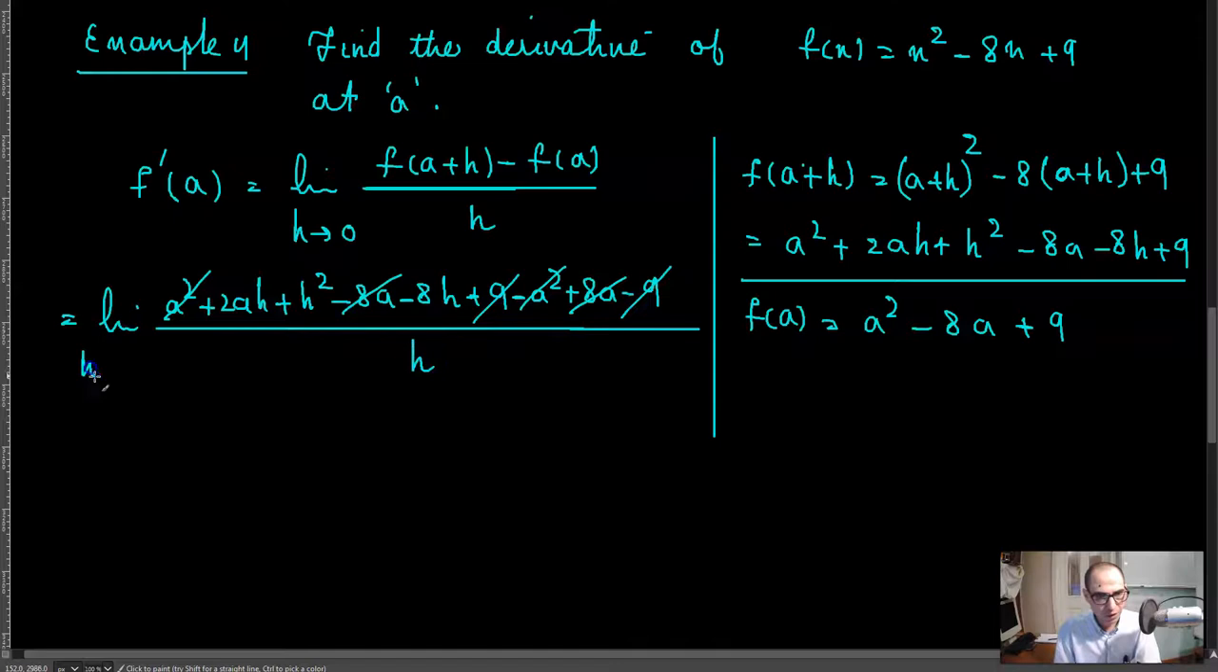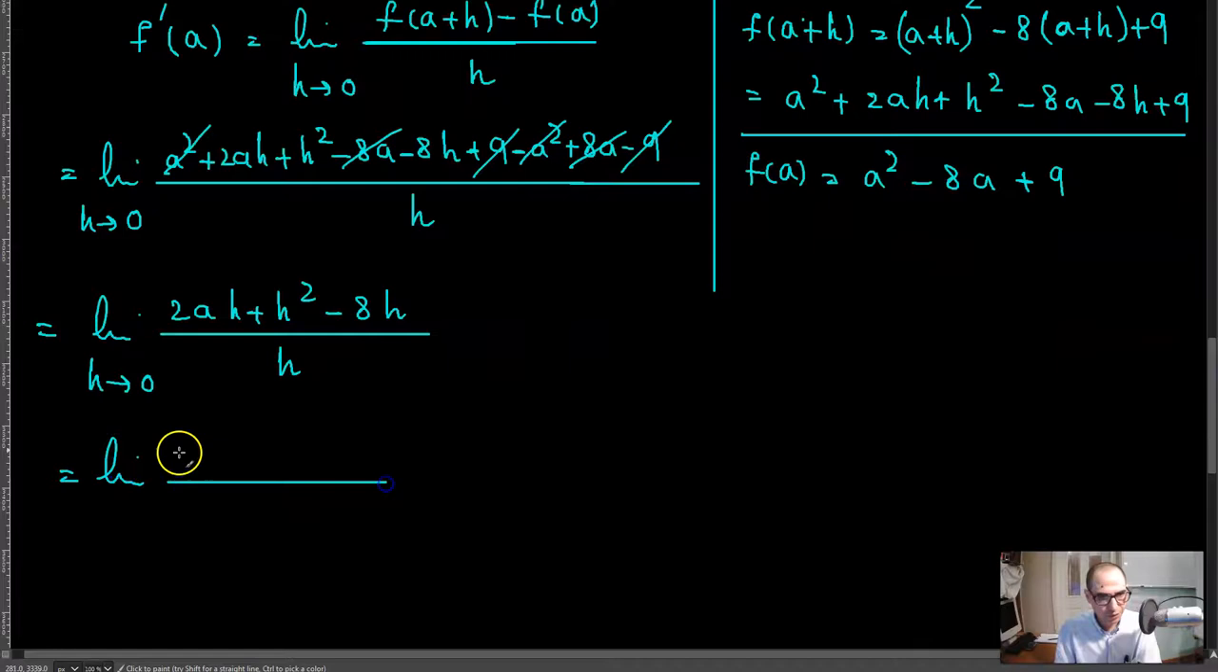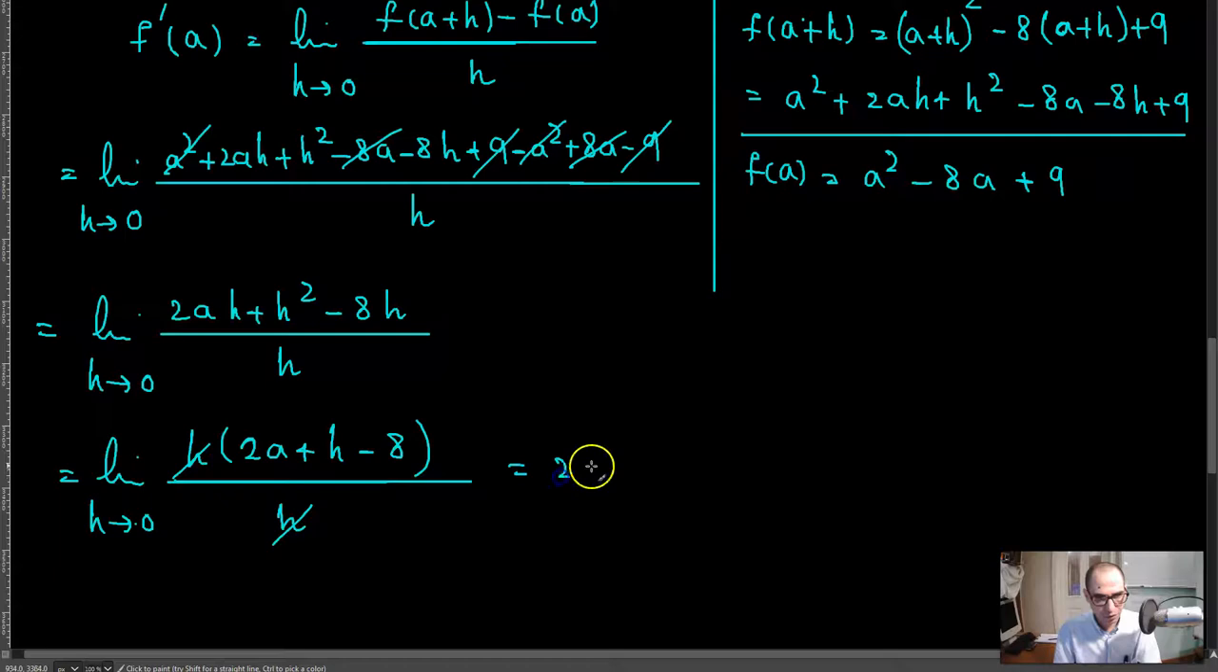So this is the limit of 2 times a h plus h squared, negative 8 times h, over h as h approaches 0. Now you can solve this problem very easily. Meaning that you can write this as the limit of, take an h out here, h times 2a plus h minus 8, over h as h approaches 0, and cancel these two out. As h approaches 0, this becomes 2a minus 8. So this becomes the derivative of your function at a.